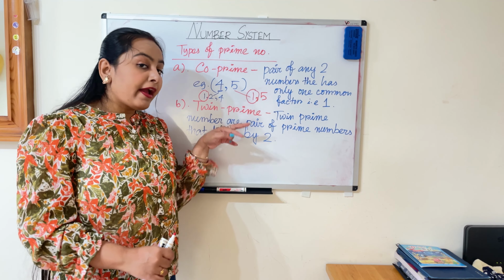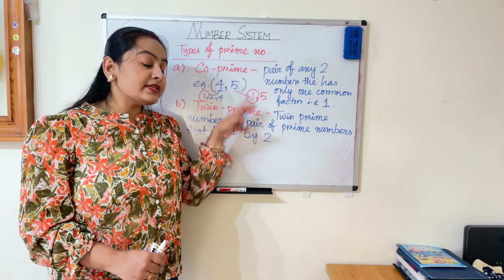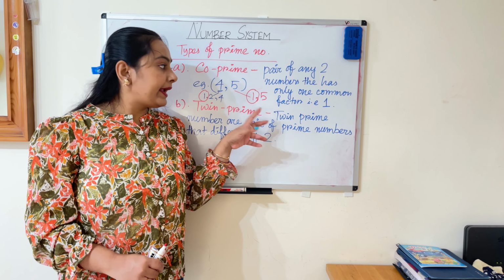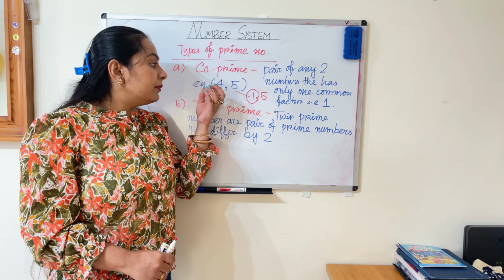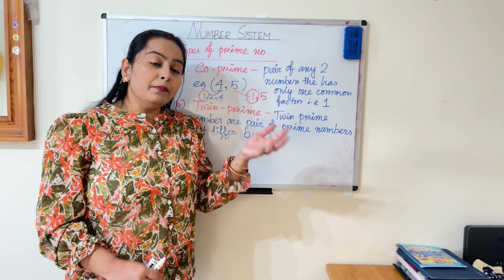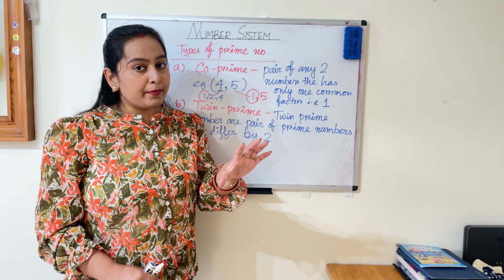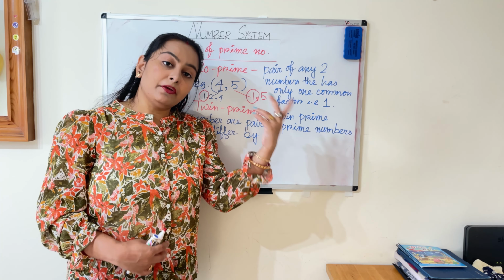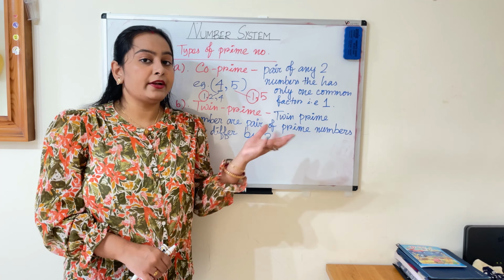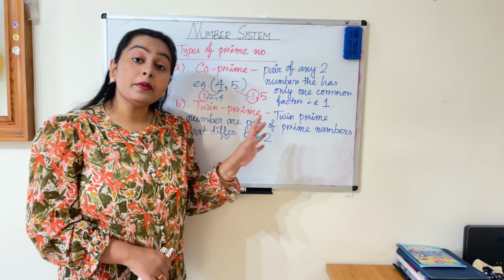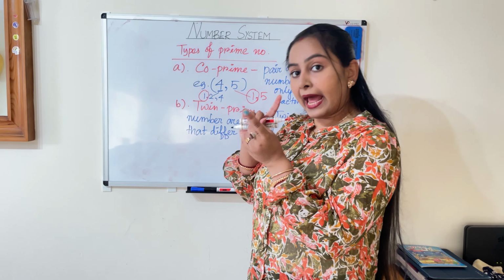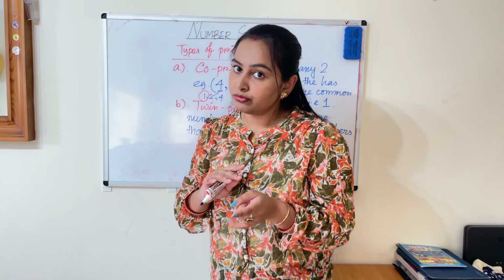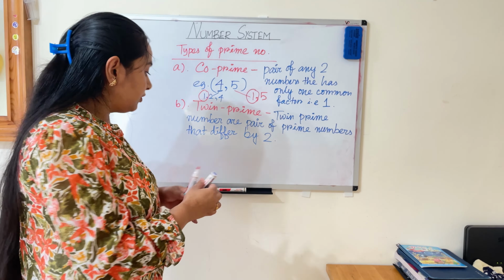So can you find the difference between these two? In co-prime numbers, both of these may or may not be prime numbers; both can be even numbers, odd numbers, or a mix, right? But in the case of twin prime numbers, both numbers should be prime numbers, and they differ by 2, right? I am giving you an example.